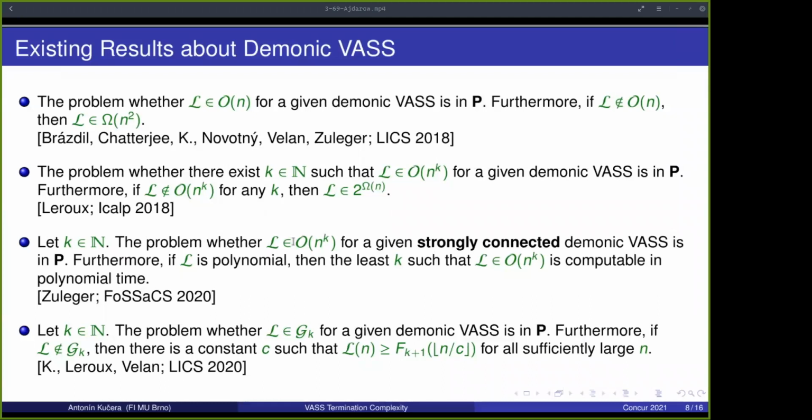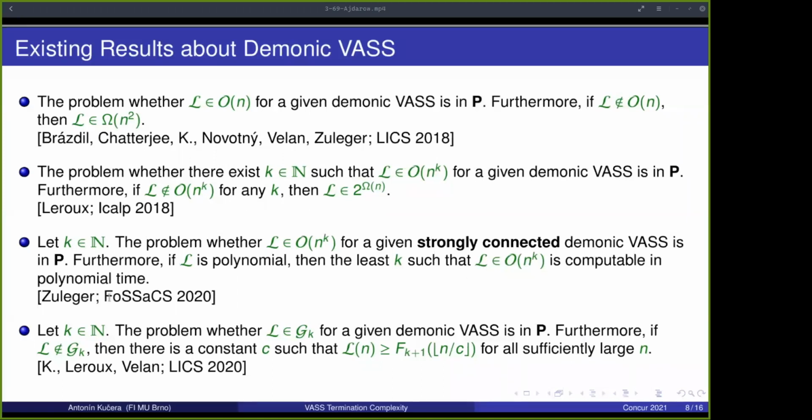The question whether the termination complexity of a given demonic class is bounded by a polynomial of a given degree k is solvable in polynomial time, assuming that the underlying graph of the demonic class is strongly connected. And furthermore, if the termination complexity is polynomial, so if it is bounded by some polynomial, then the degree of the bounding polynomial, I mean the least degree of a bounding polynomial, is computable in polynomial time.